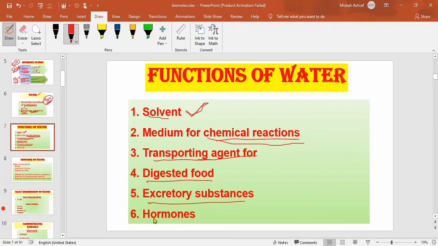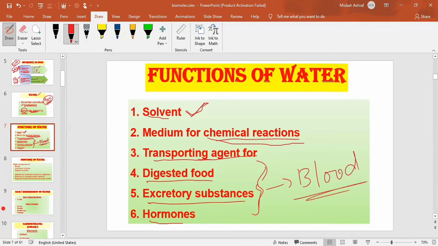So for right now, just keep in mind that hormones are chemical messengers. These chemical messengers are also transported through water from the site where they are released to the site where they have to act. It is also providing the transporting medium. All these substances which we have studied here are actually transported through blood.